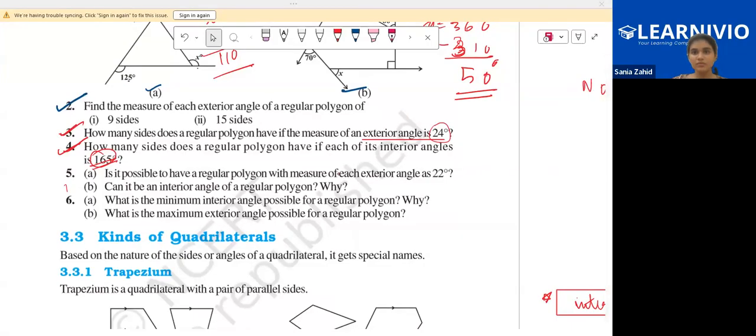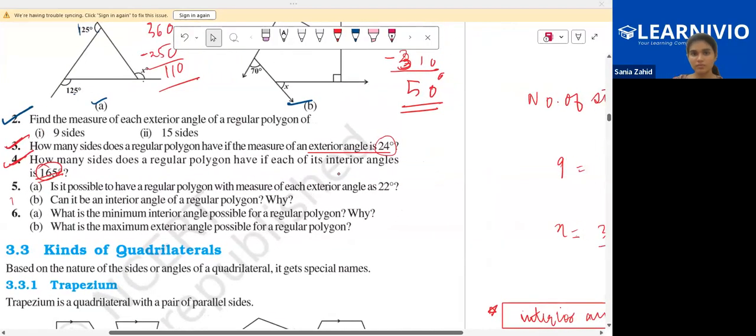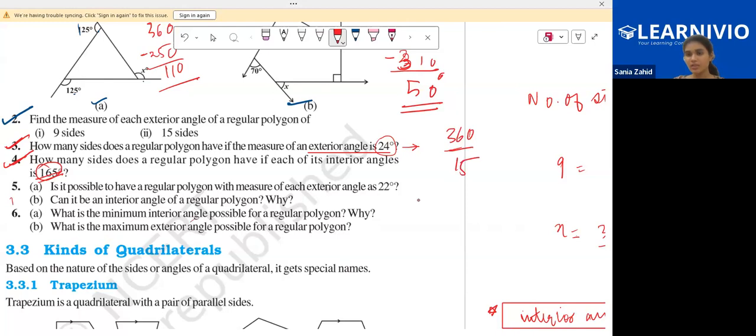For the third one, oh wait, I didn't do that one. Did you do the fourth one? Yeah, I did the fourth one. Tell me the solution to the fourth one. I got the answer 24. 24. Yeah, because you will use 360 by 15, right? Yeah. And are we getting 24 or not? We're getting 24. 24 sides is the correct answer.